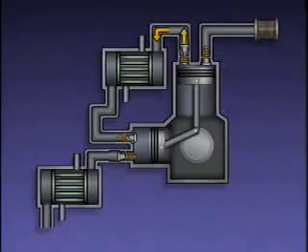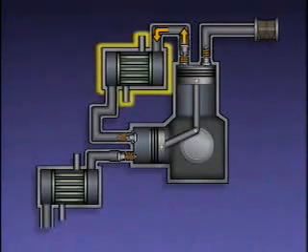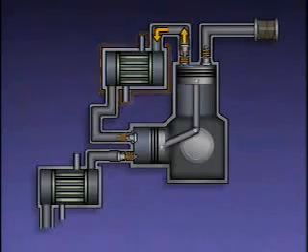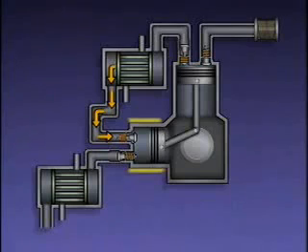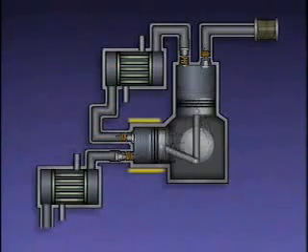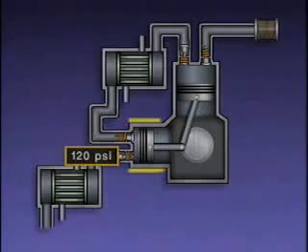The air that leaves the first stage of the compressor is routed to the intercooler. The intercooler is a shell and tube heat exchanger. As the air passes through the tubes in the intercooler, it is cooled by water flowing around the tubes. The cooled air from the intercooler is routed to the second stage of the compressor. In the second stage of this compressor, the air's pressure is increased to approximately 120 psi.